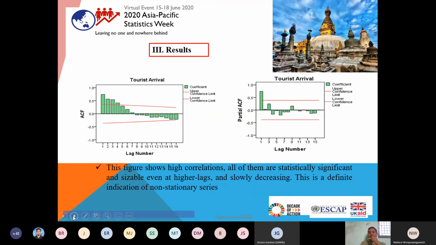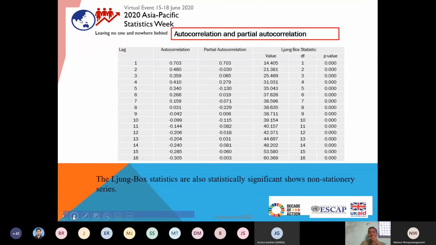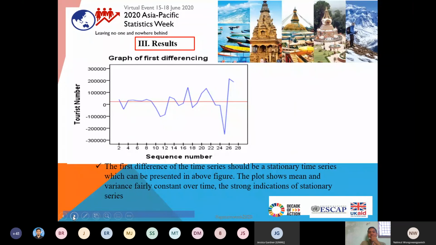These figures give us mean and variance constant over time, so that it is a strong indication of a stationary time series. It gives us better results. After this forecasting, we can check the diagnostic test. If the residuals are within the interval limits, then it is a better model.